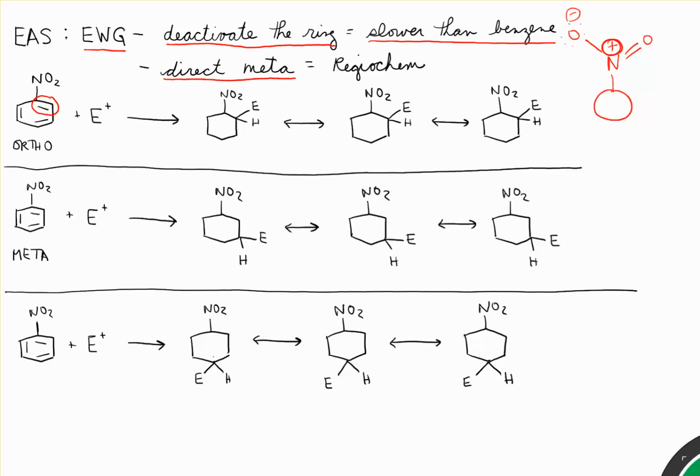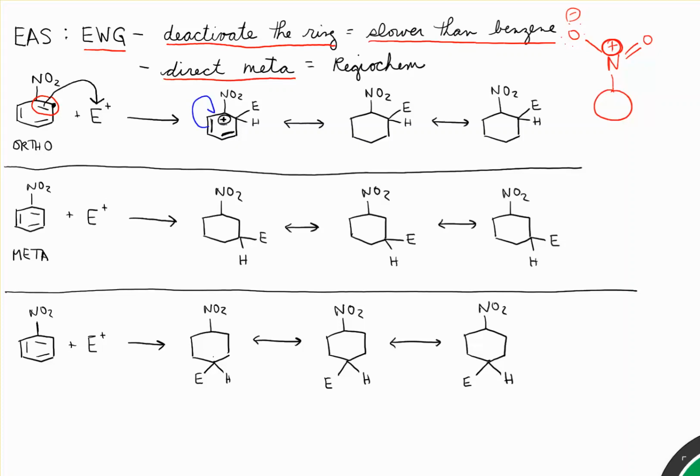So for the position to go in ortho to the nitro group, this double bond will react. The electrophile goes to one side. The hydrogen atom is still there. The carbocation would form at that position. These other double bonds would not be touched. There are two other resonance structures that can be drawn.